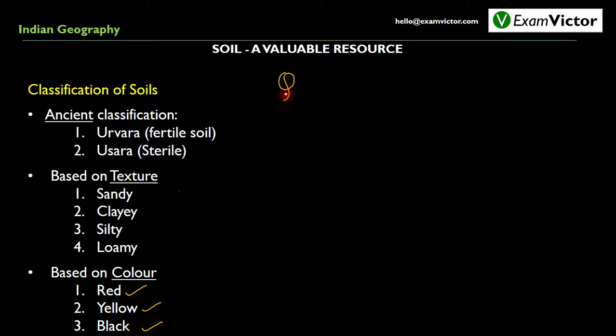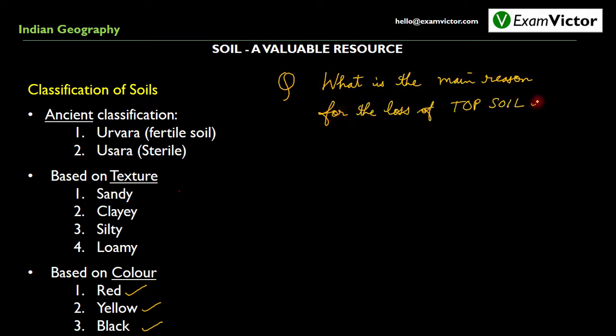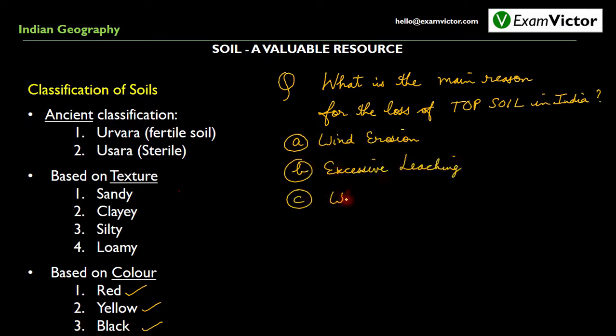Other important question that has been asked is, what is the top reason for the loss of topsoil in India? Options given are wind erosion, excessive leaching, water erosion, and D was none of these. In the Indian context, the main reason for erosion and loss of topsoil has been water erosion. In regions of the world which are dry, wind erosion is the main reason for loss of topsoil. But it is not true for India as a whole. But in case the question would have asked what is the main reason of loss of topsoil in Rajasthan, then the answer would have been wind erosion.